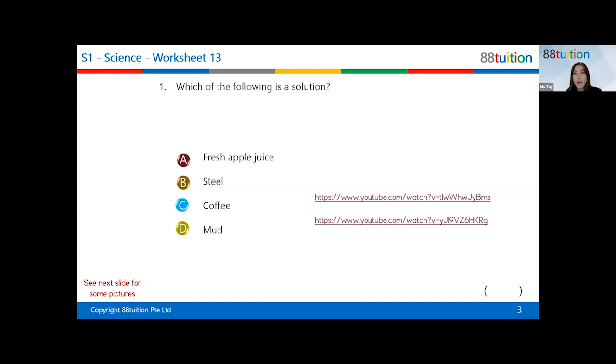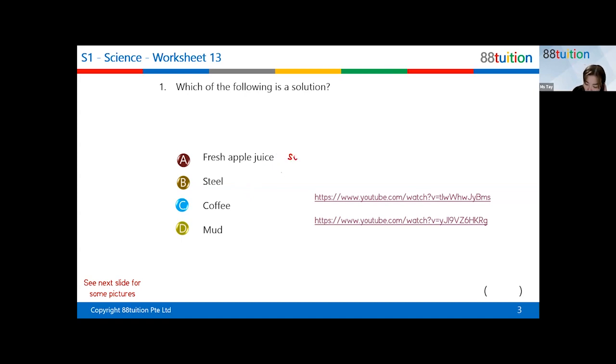Now, in modern days, we have a lot of new ideas coming out. So when they ask you this kind of question, you are really referring to the original, the most natural state of the coffee, the most natural state of the apple juice. So that's why this is a suspension.